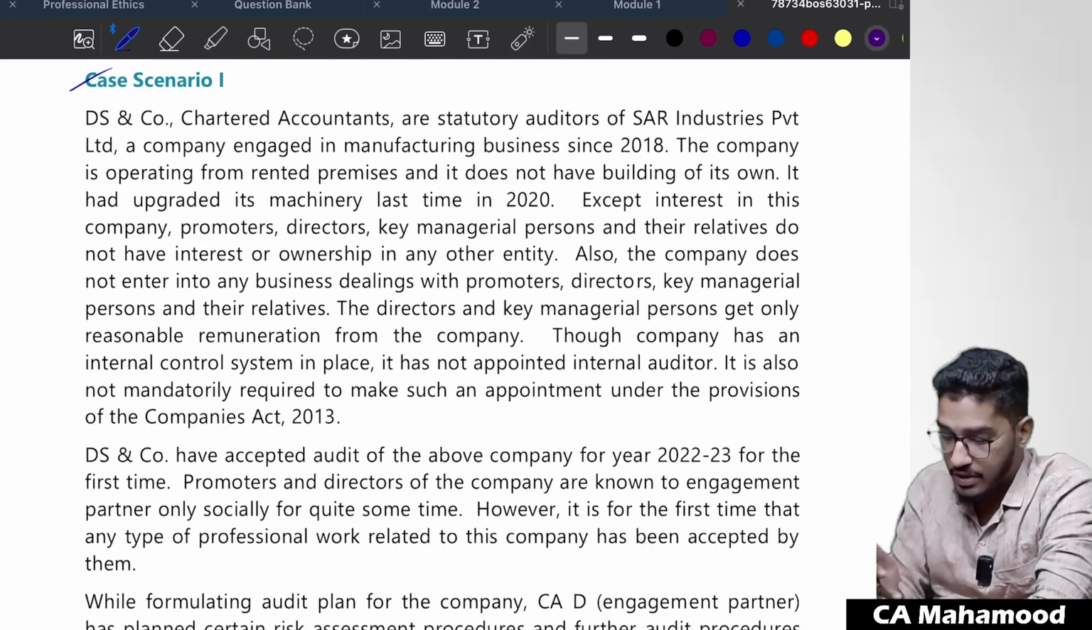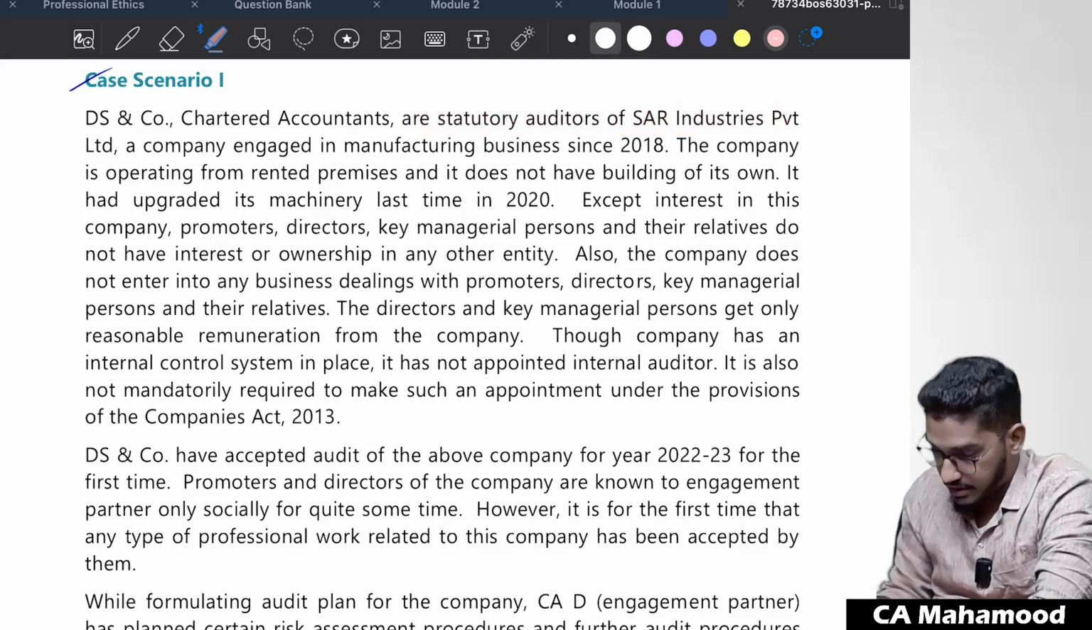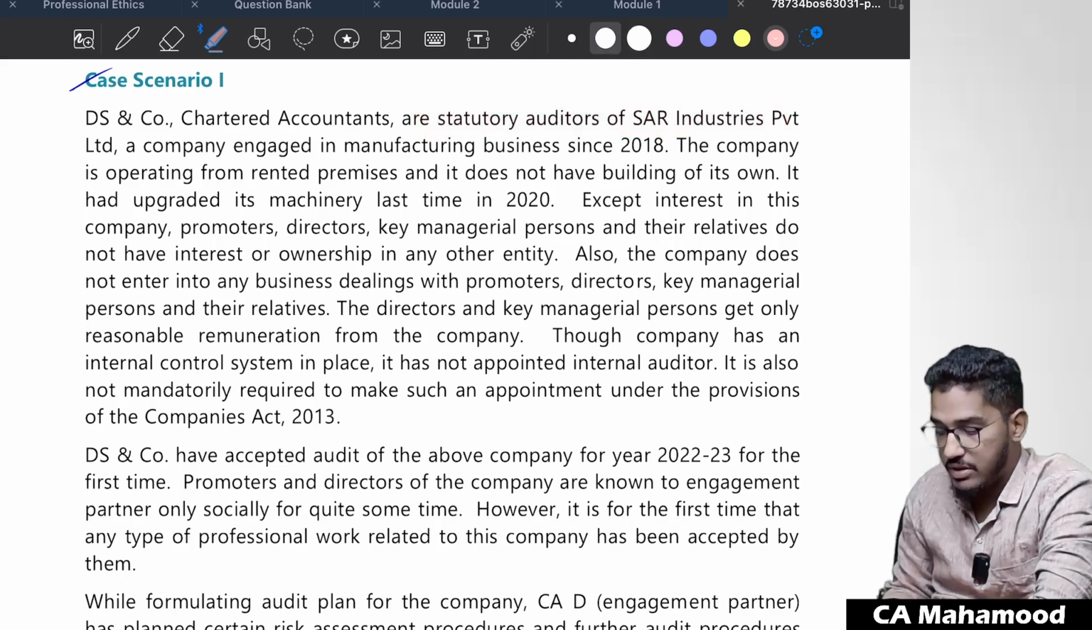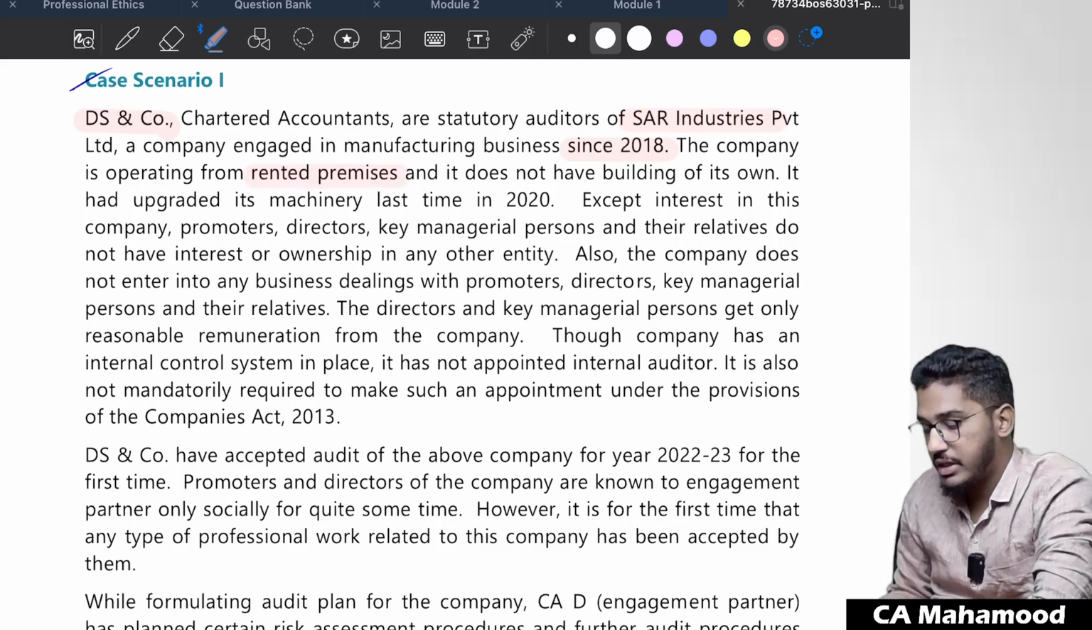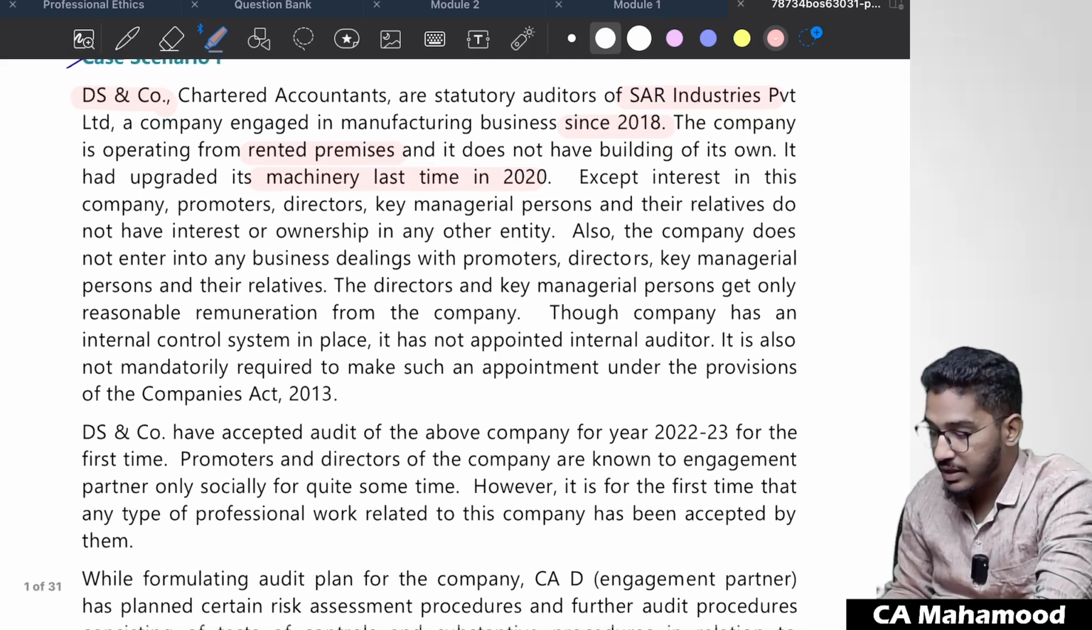What does it say? DES and Co., Chartered Accountants, are the statutory auditors of SAR Industries Private Limited, a company engaged in manufacturing business since 2018. So they told the name of the auditor, the name of the client, and the business also, that they're into manufacturing business. The company is operating from rented premises and it does not have a building of its own. It has upgraded its machinery last time in 2020. So the last time they upgraded the machinery was in the year 2020.